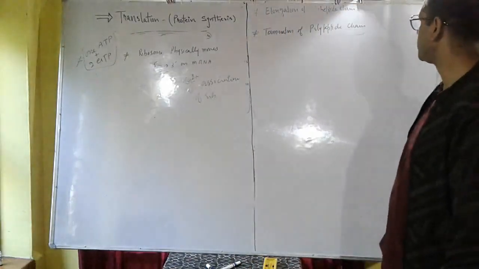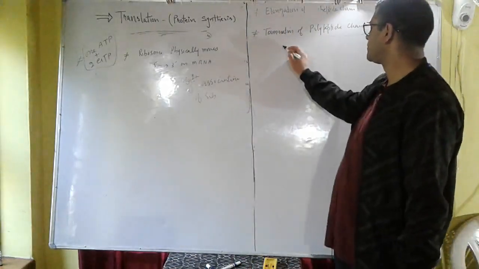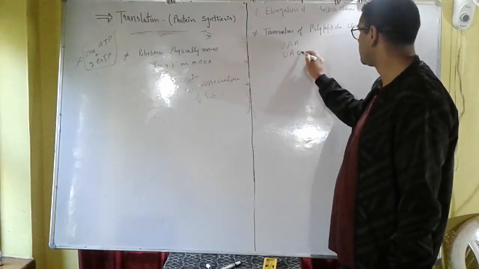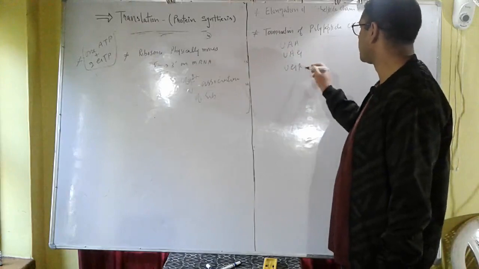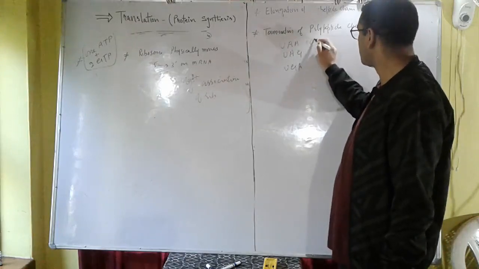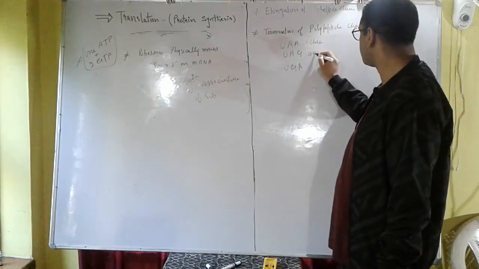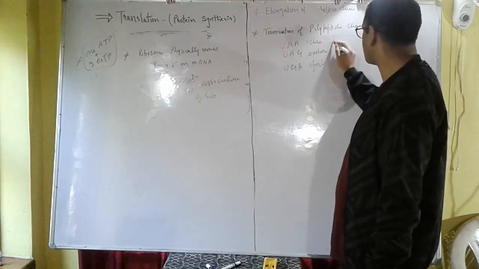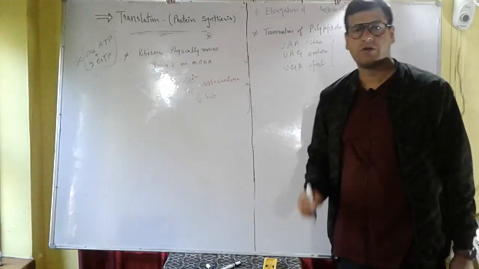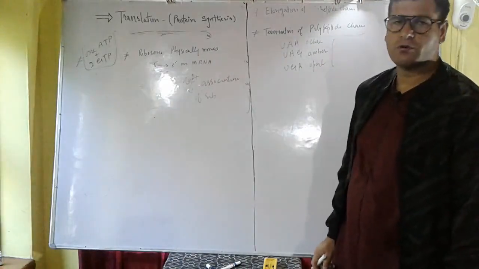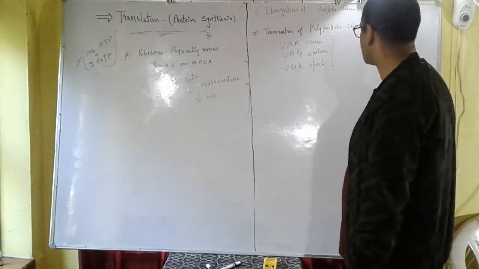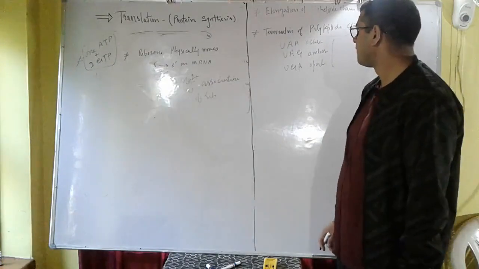Then we have termination of the polypeptide chain. There are 3 termination codons: UAA, UAG, and UGA. These are called ochre, amber, and opal codons. These are known as termination codons or stop codons, or earlier they were called nonsense codons. Actually, they are called stop codons or termination codons.